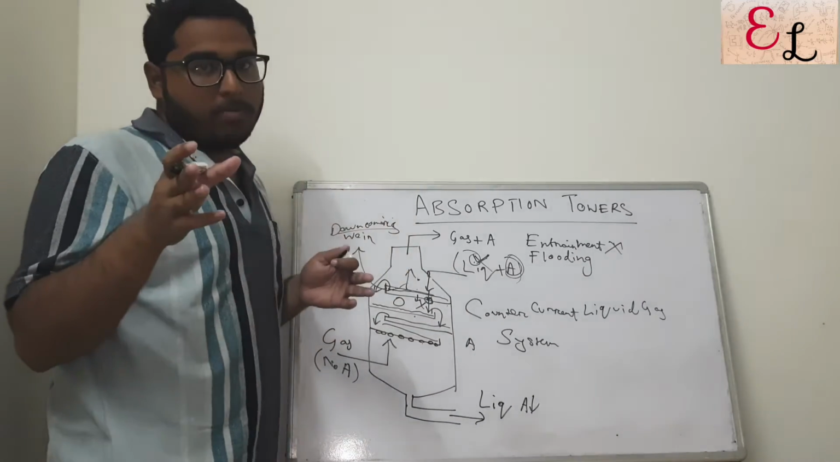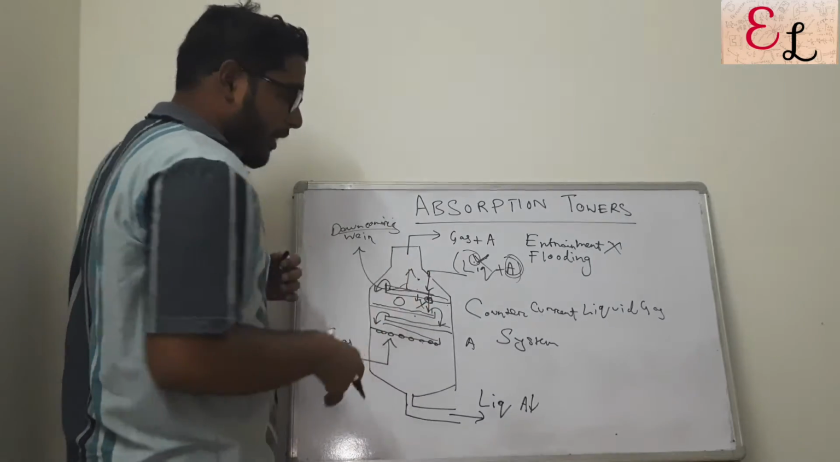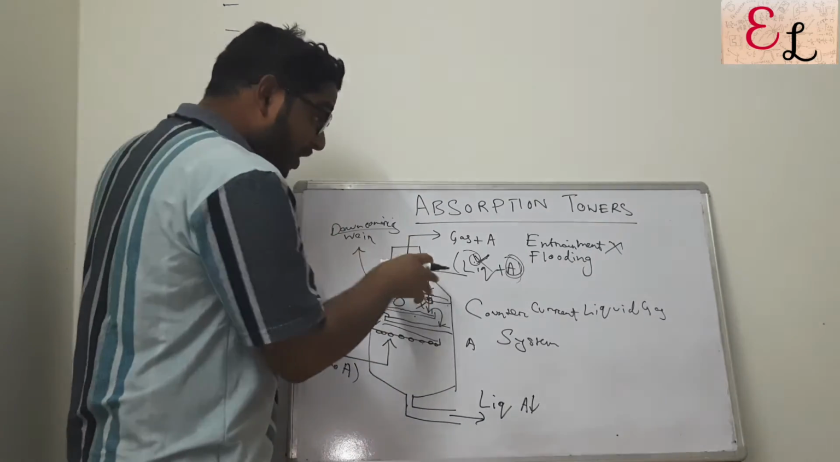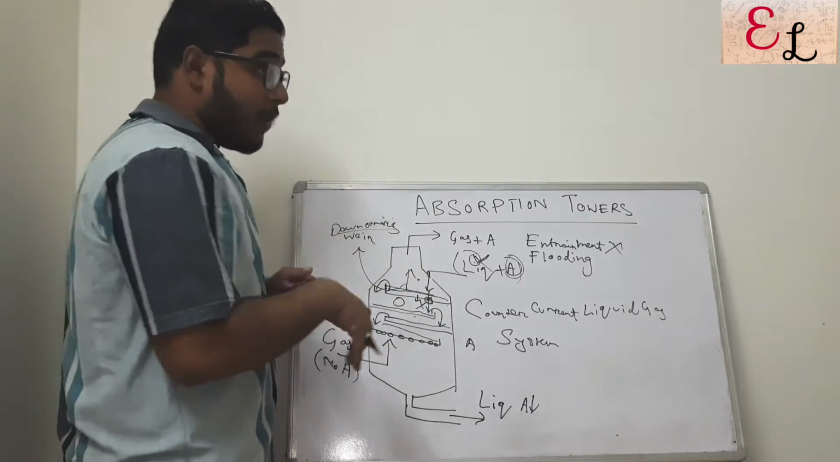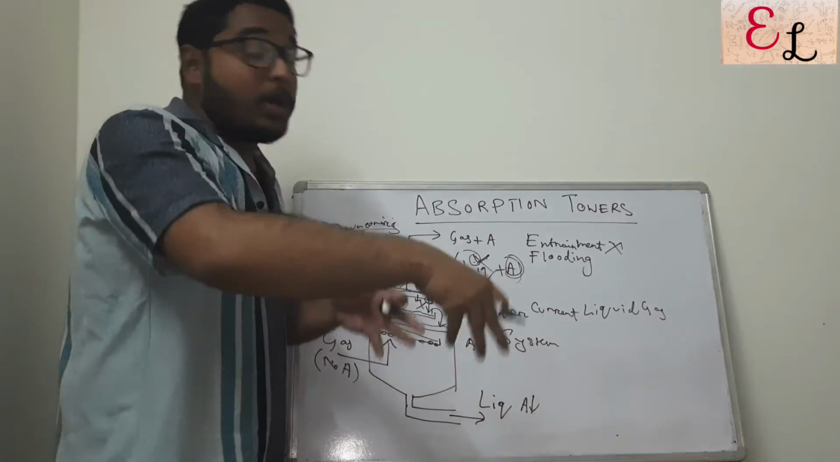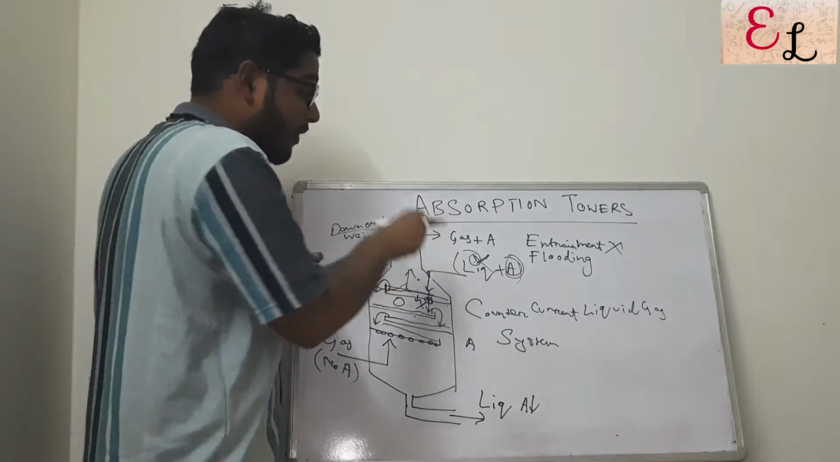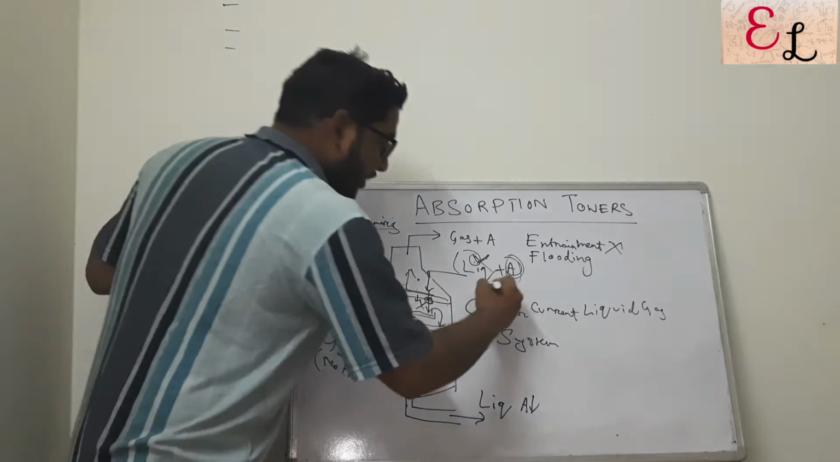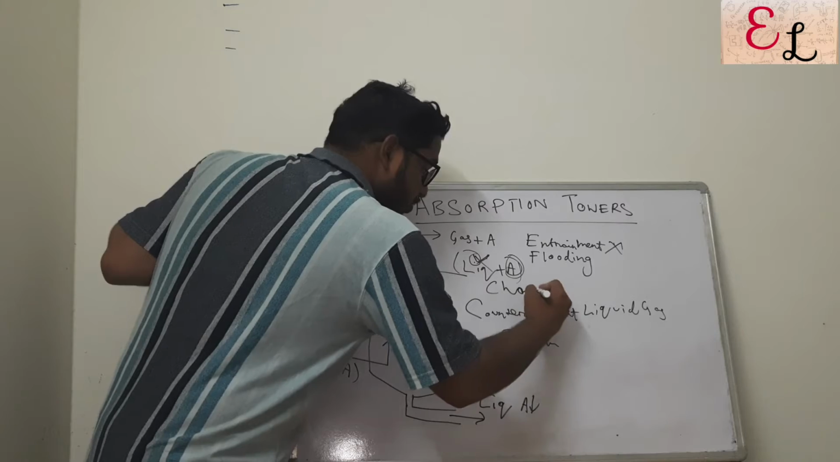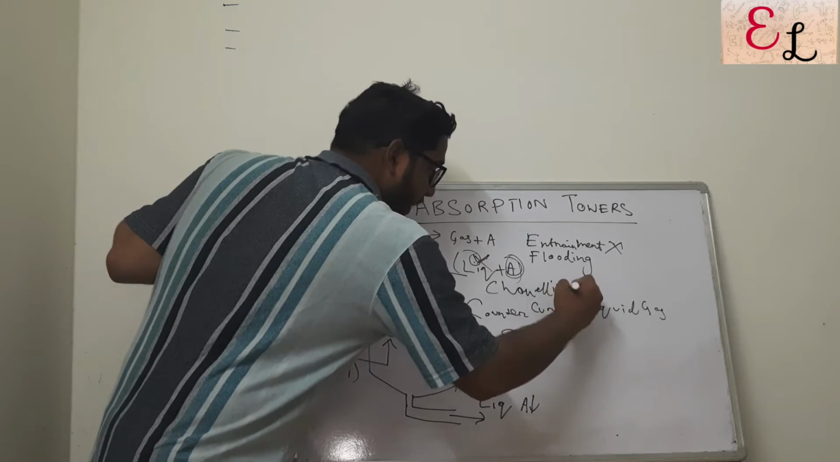So that is a problem, particularly when it comes to tray towers or packed column towers, that you cannot maintain a liquid flow rate at a particular section, or you cannot maintain an excessive flow rate of liquid at a particular section. What is the problem associated with it? Channeling. Channeling, a very famous absorption tower problem.